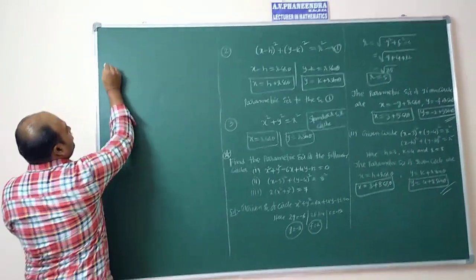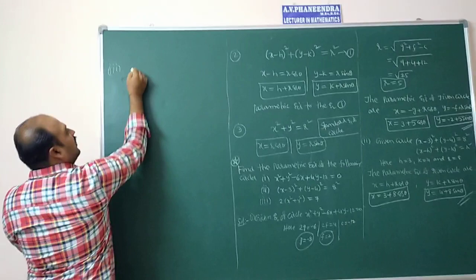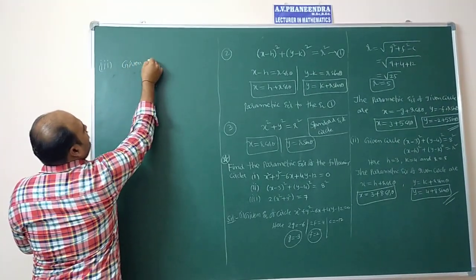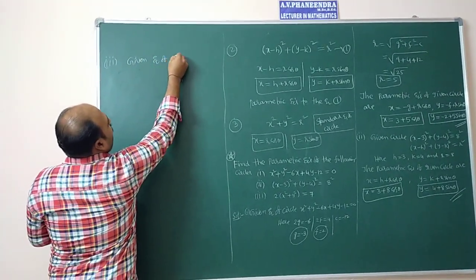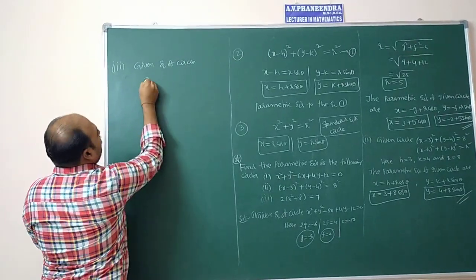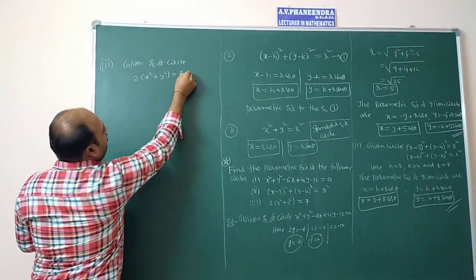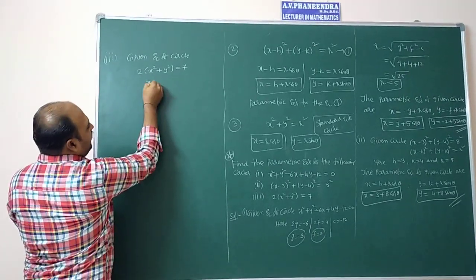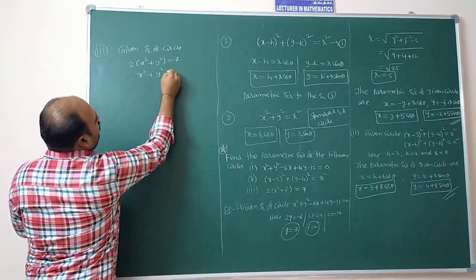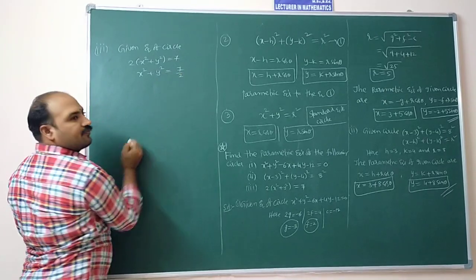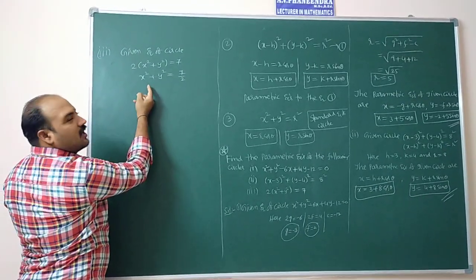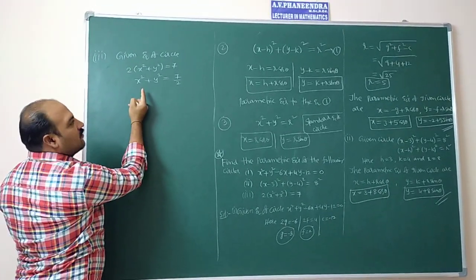Roman letter 3. Given equation of circle, 2 into x square plus y square equal to 7. So 2 we are taking this side. x square plus y square equal to 7 by 2. This equation you have to write in the standard equation of circle form.